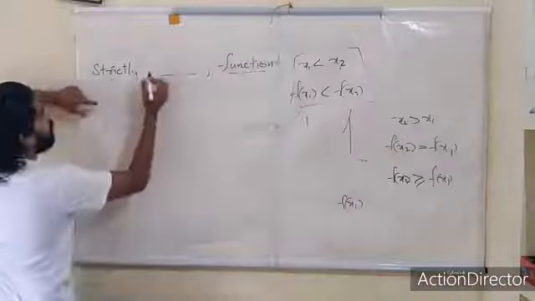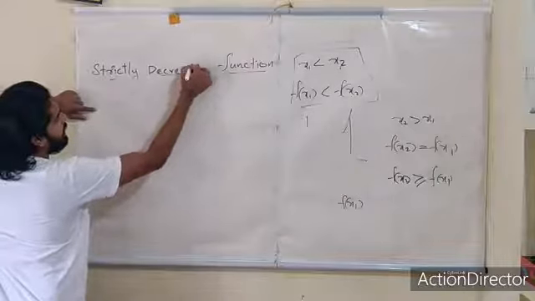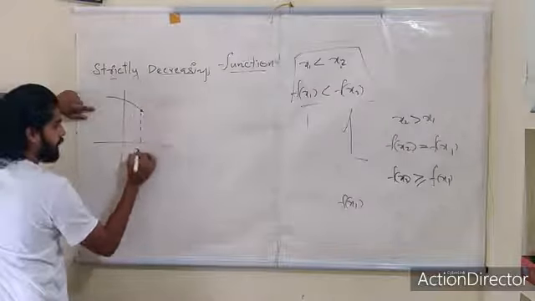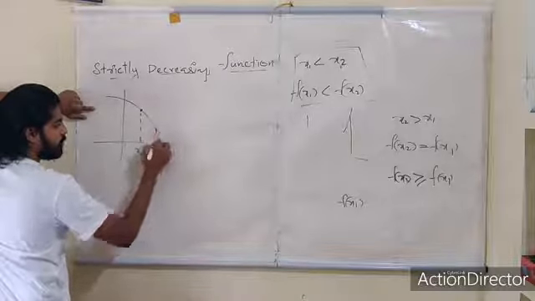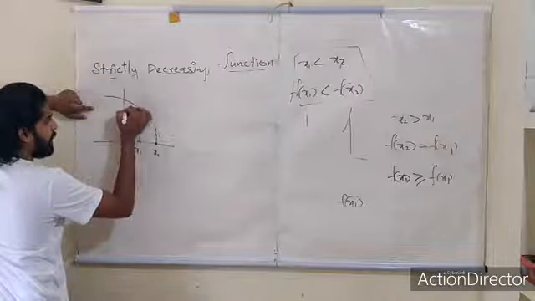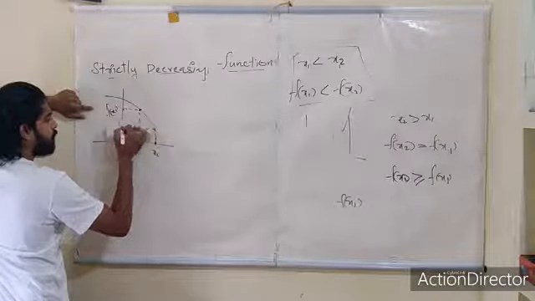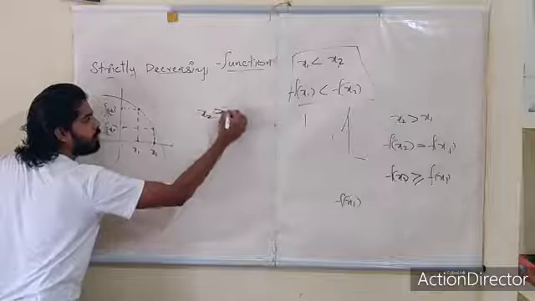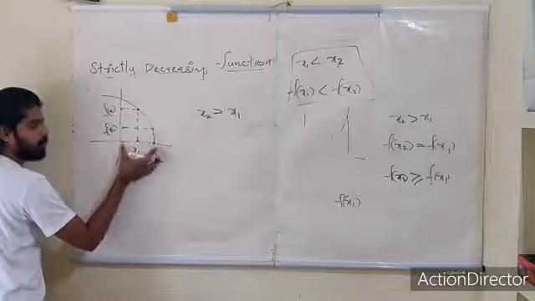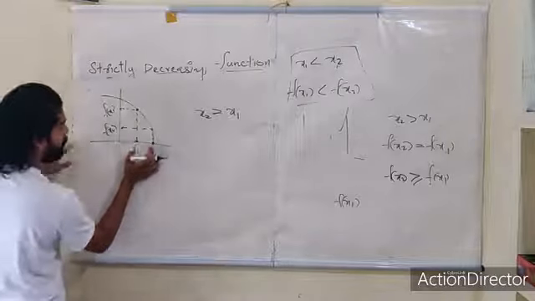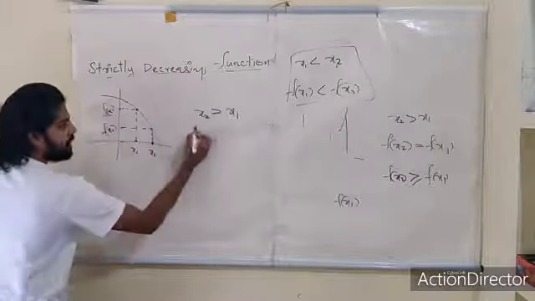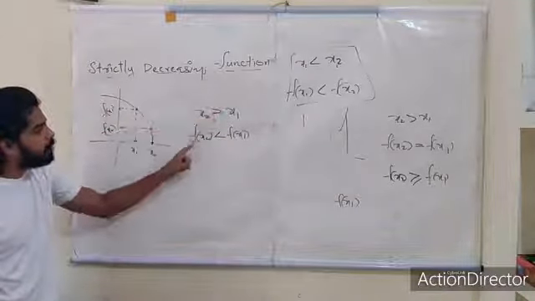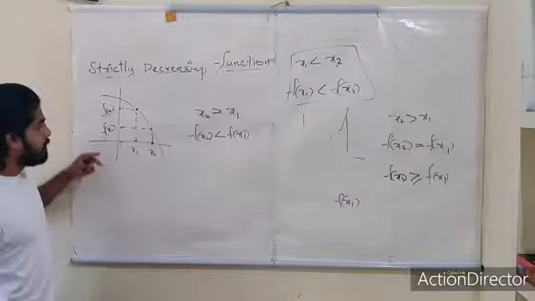Now we are going to explain strictly decreasing functions. The graph will be like this, right? So this is strictly decreasing. This is x1, this is x2, this value is f of x1, and this value is f of x2. Here x2 is greater than x1. But f of x2 is only this much and f of x1 is this much. f of x2 is less than f of x1. So x2 is greater than x1, but f of x2 is less than f of x1, because this is decreasing, right? The function is dropping down.